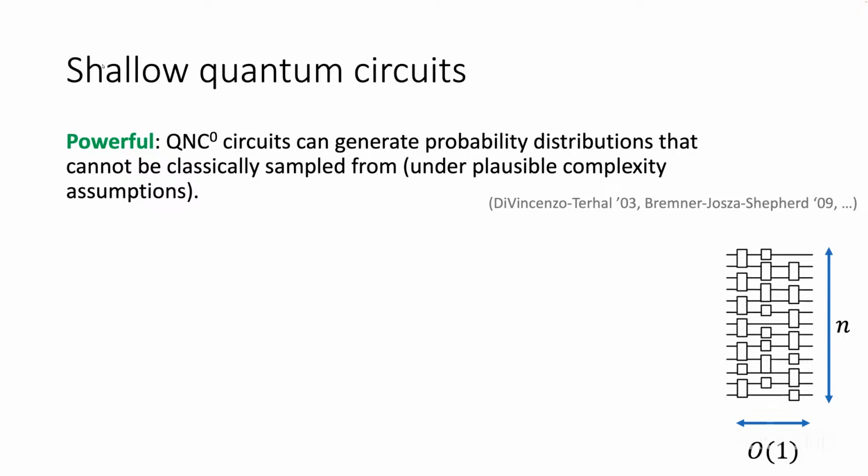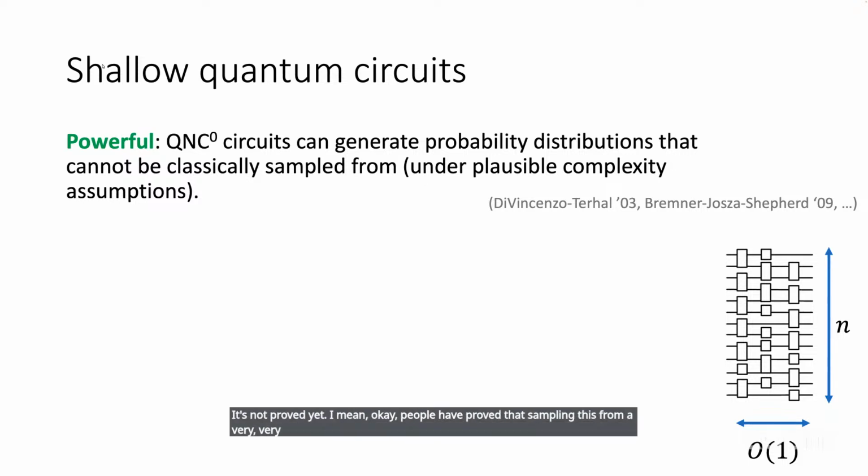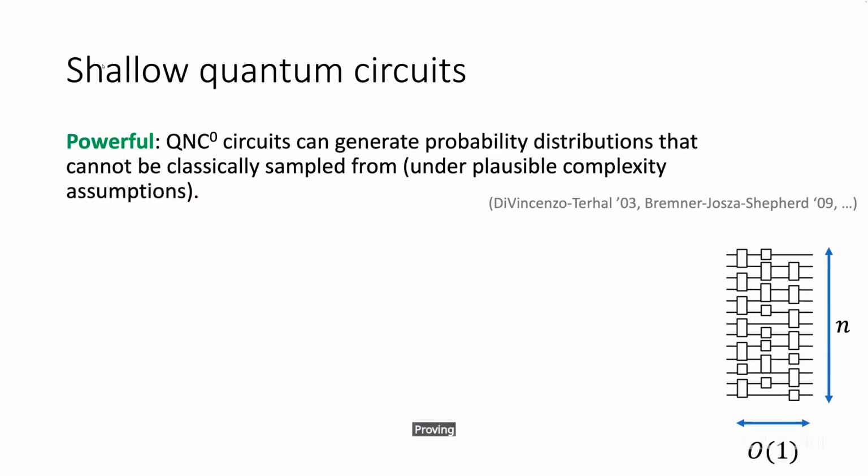That's also true for 1D, meaning that your gates act on the nearest neighbors. So that's conjectured to be true. It's not proved yet. People have proved that sampling from such circuits in constant depth is hard under a very small approximation, and it is believed to be true.